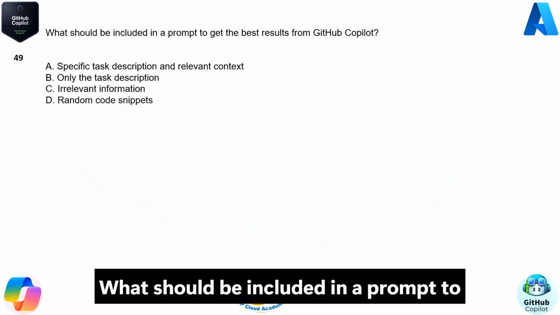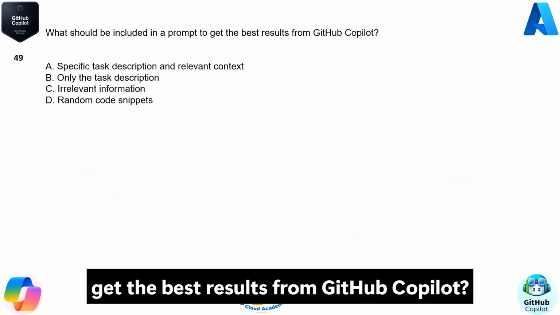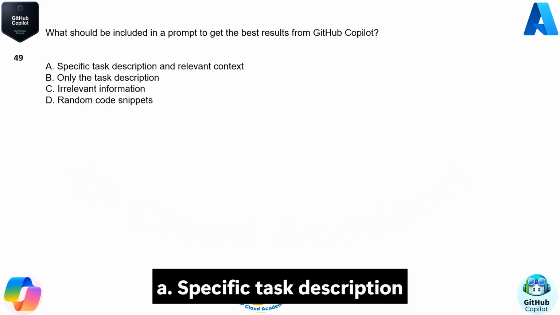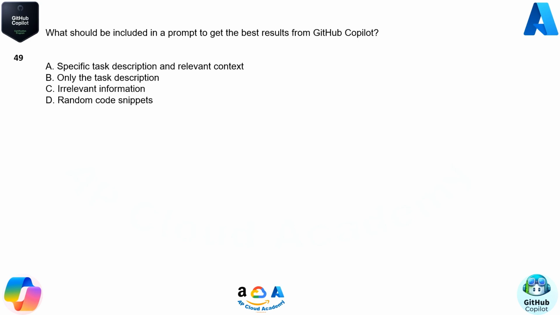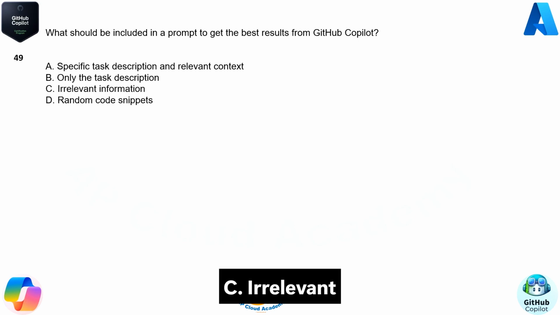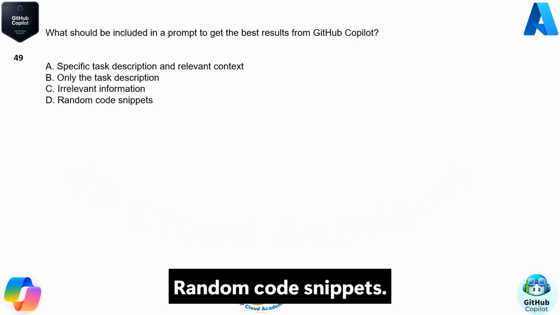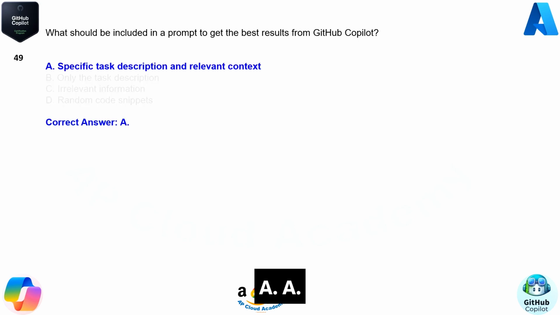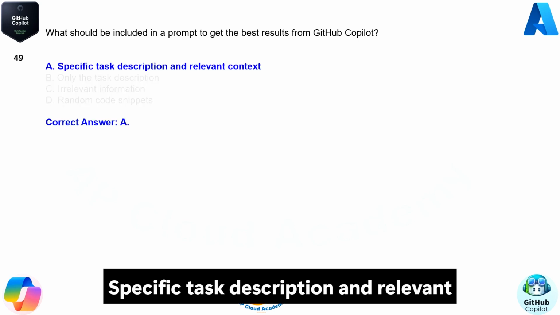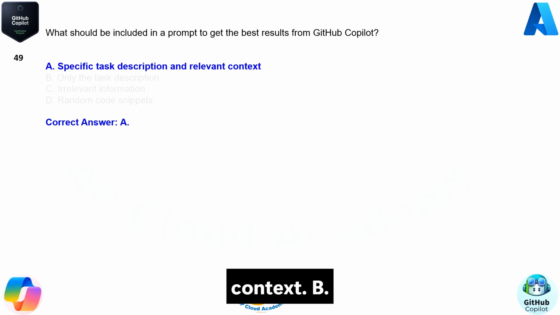What should be included in a prompt to get the best results from GitHub Copilot? A. Specific task description and relevant context. B. Only the task description. C. Irrelevant information. D. Random code snippets. Correct answer, A. Specific task description and relevant context.